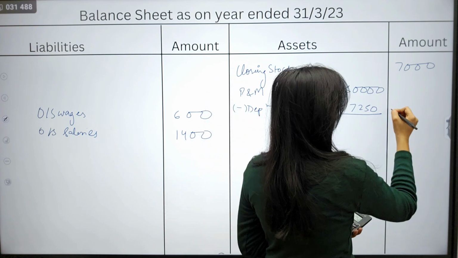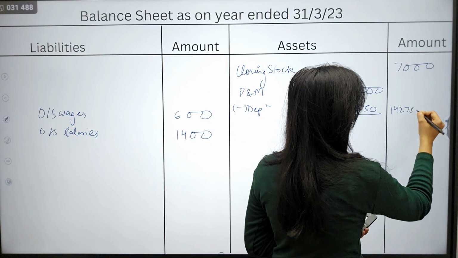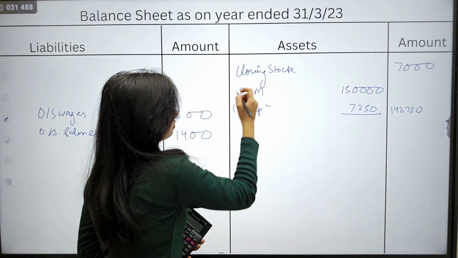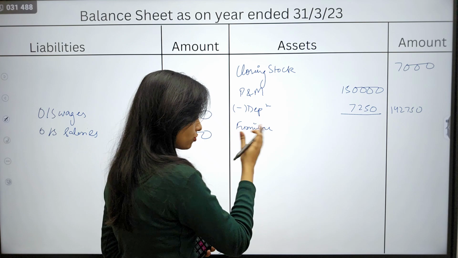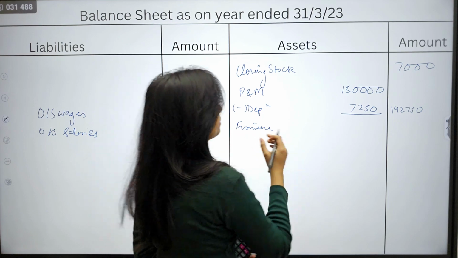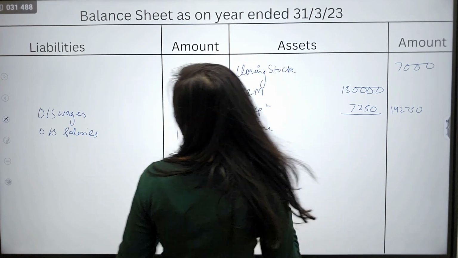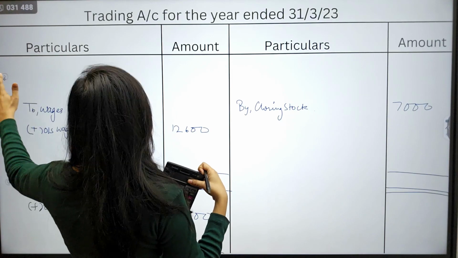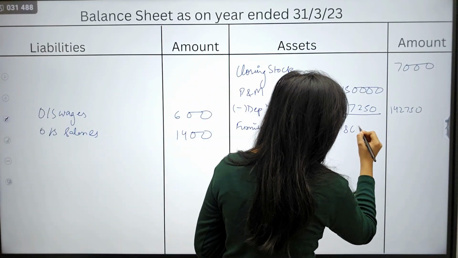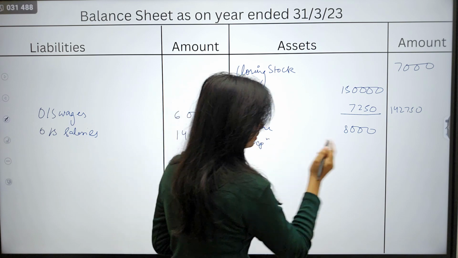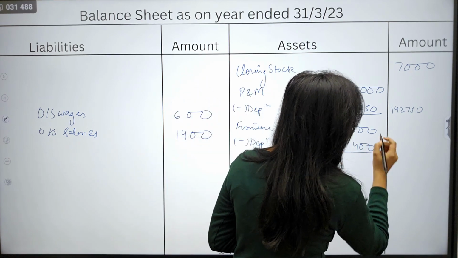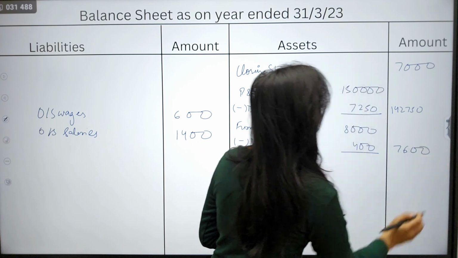So this becomes 142,750. Fine. Now I am going to write furniture also over here. That is also my asset. Obviously that is why I am providing depreciation. So furniture was how much? Furniture was 8,000 I guess. So I will just write 8,000 minus the depreciation that we have calculated, 400 rupees, and we are going to write 7,600 in the outer column.